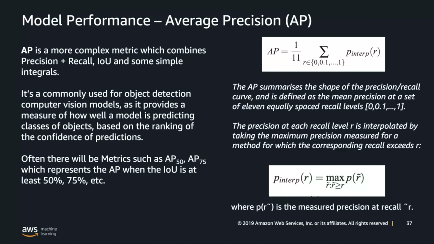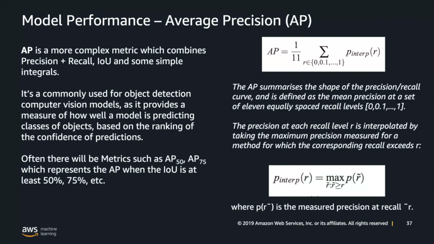So average precision just combines precision, recall, as well as the intersect over union to be able to build a representation or a comparable metric between two different object detection models. And we're going to see how that works, but effectively the formal definition is the AP summarizes the shape of the precision recall curve, and we're going to work out how we calculate that. It is defined as the mean precision at a set of equally spaced recall levels.